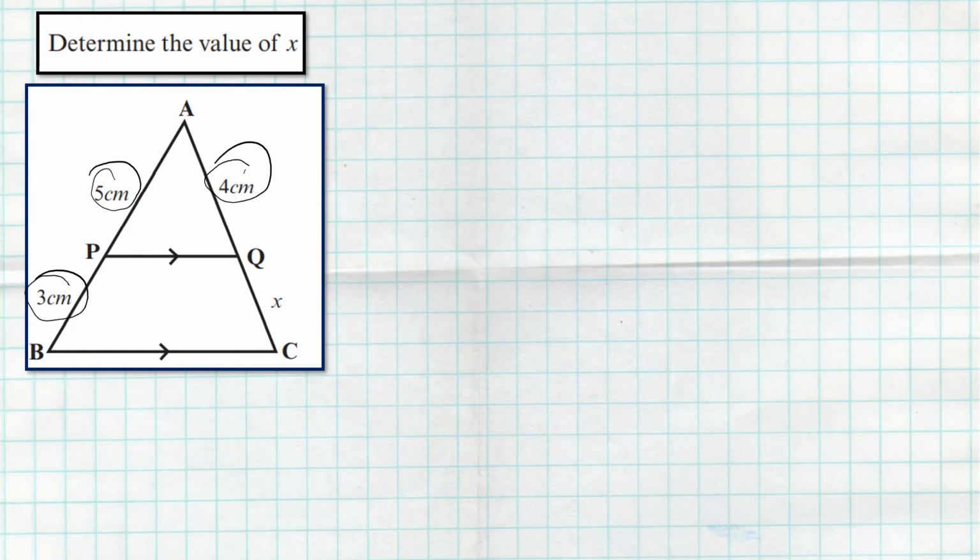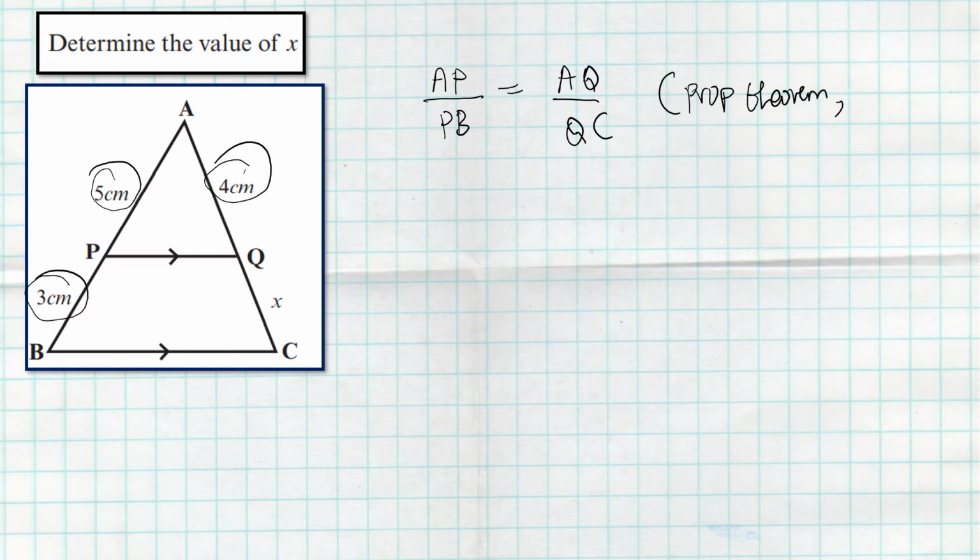Therefore, we can equate their ratios to say AP over PB is equal to AQ over QC. And what will be the reason? It is the proportionality theorem, and you also indicate which lines are parallel. It's because QP was parallel to BC. So that is your reason, right? It's the proportionality theorem, and we just showed them because PQ was parallel to BC.